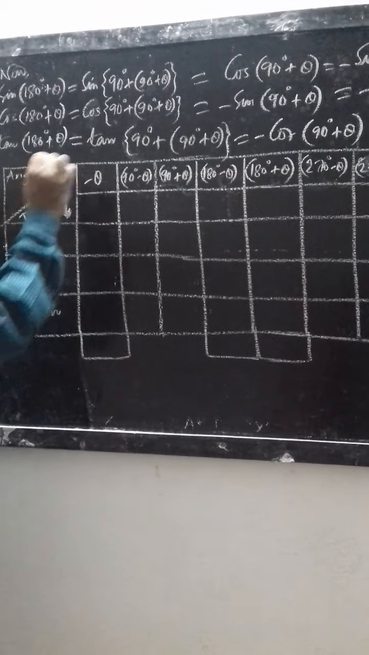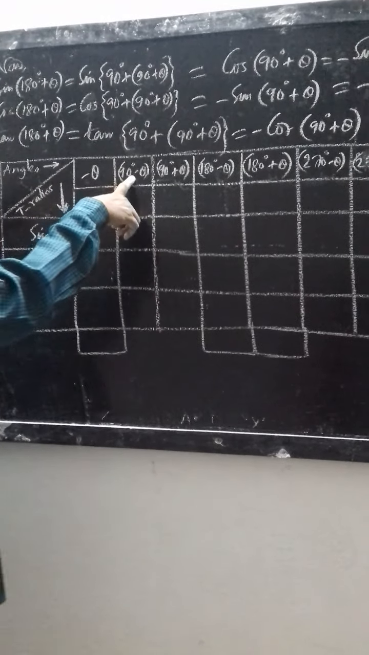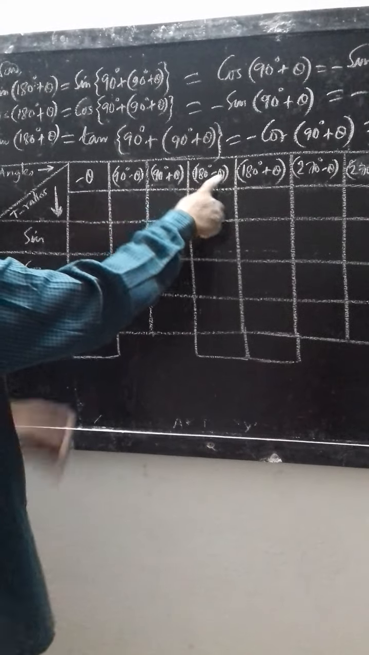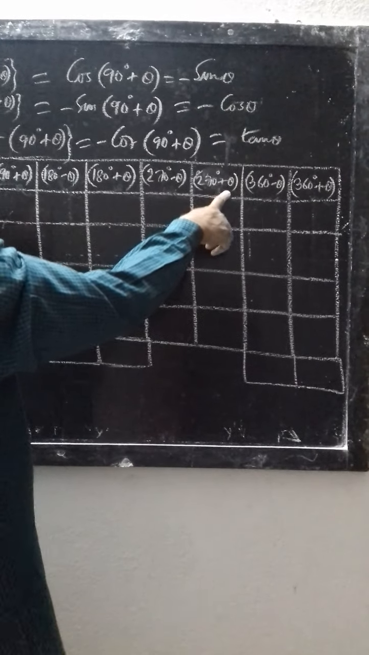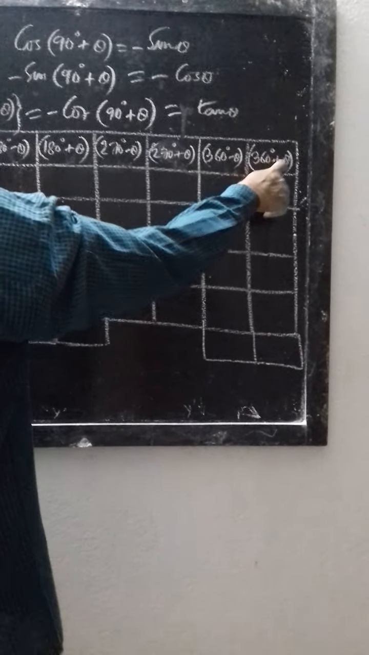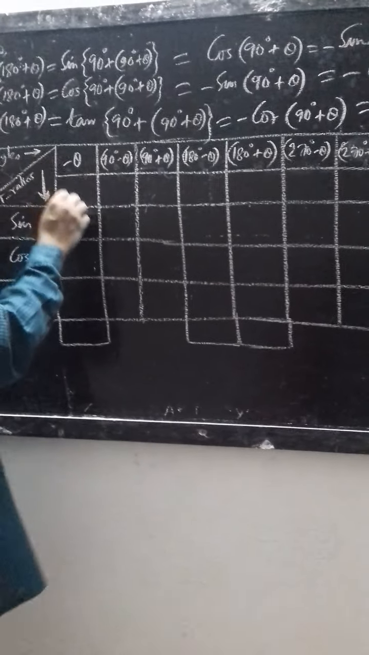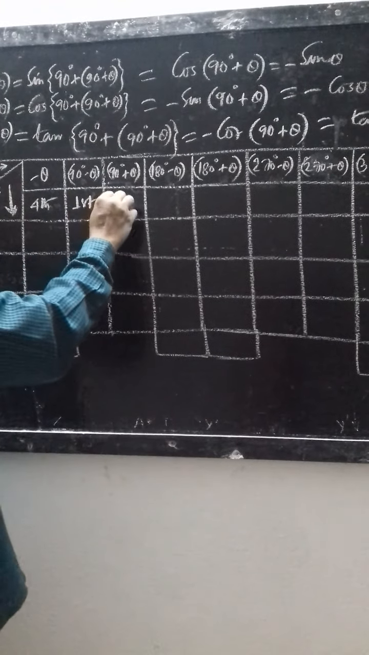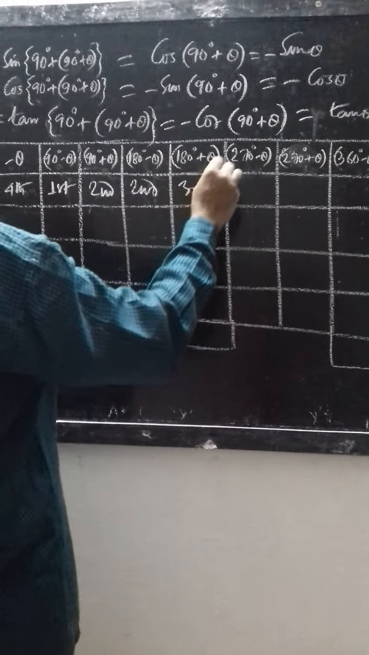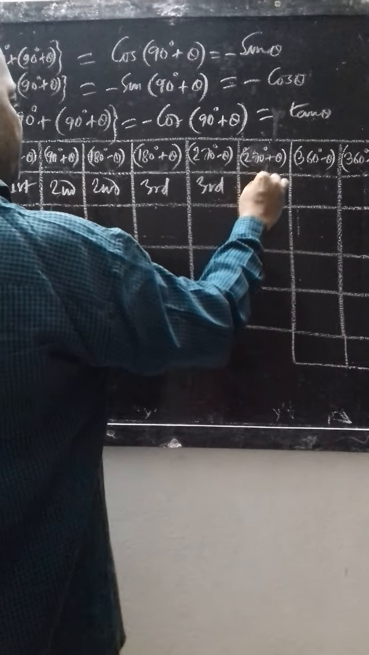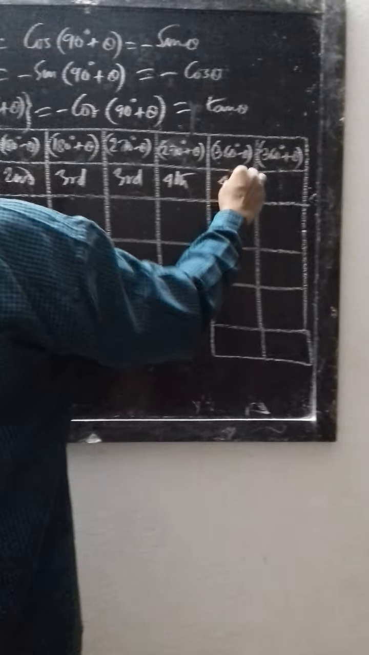Vertically trigonometric ratio, horizontally angles. First angle is minus theta, 90 degree minus theta, 90 degree plus theta, 180 degree minus theta, 180 degree plus theta, 270 minus theta, 270 plus theta, 360 minus theta, 360 plus theta. That's first quadrant. This angle, fourth quadrant. This is first, this is second, this is second, this is third, this is third, this is fourth, this is fourth, and this is first.